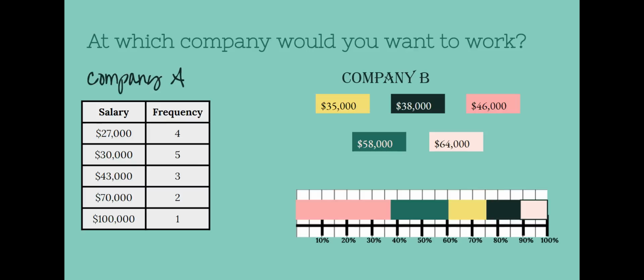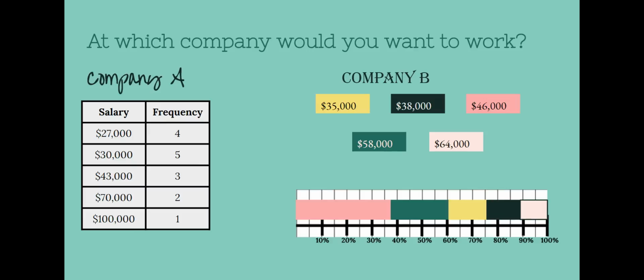So if I look at company A, I'm seeing that the majority of people are making between $27,000 and $30,000. That's 9 people compared to 6 people who make more than $43,000. So I'm going to be thinking about that. That means that statistically, I'm more likely to make $27,000 to $30,000 at company A.